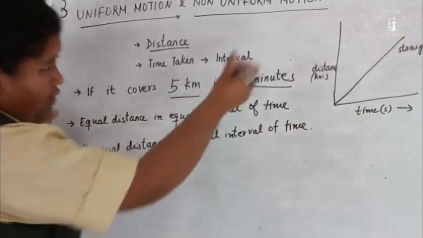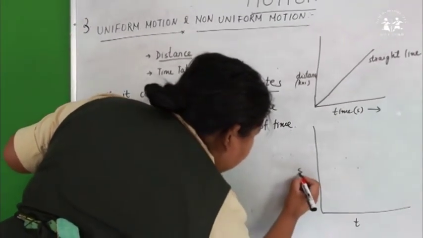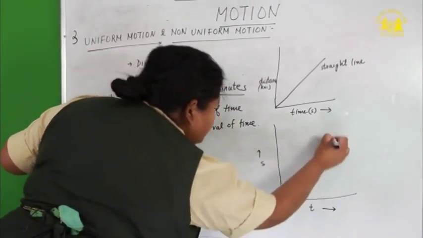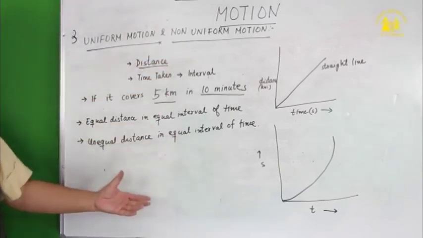Okay, so now while plotting the distance time graph, non-uniform motion is represented by a curved line.